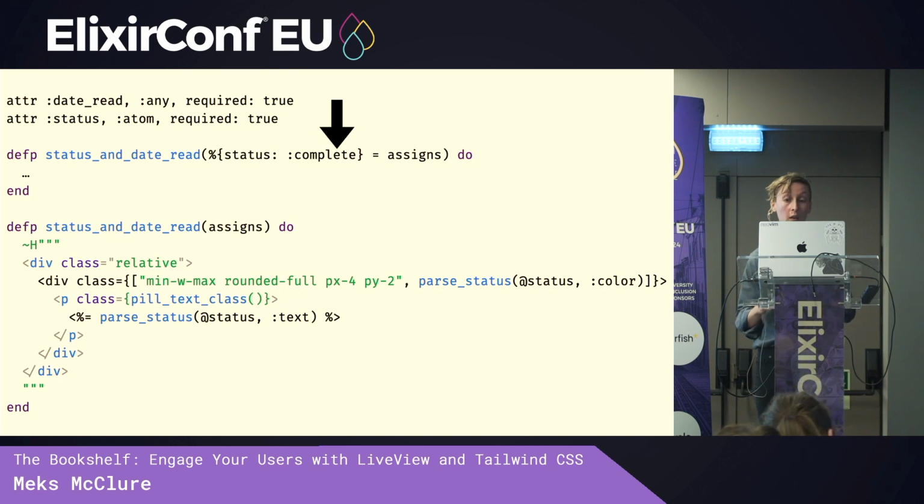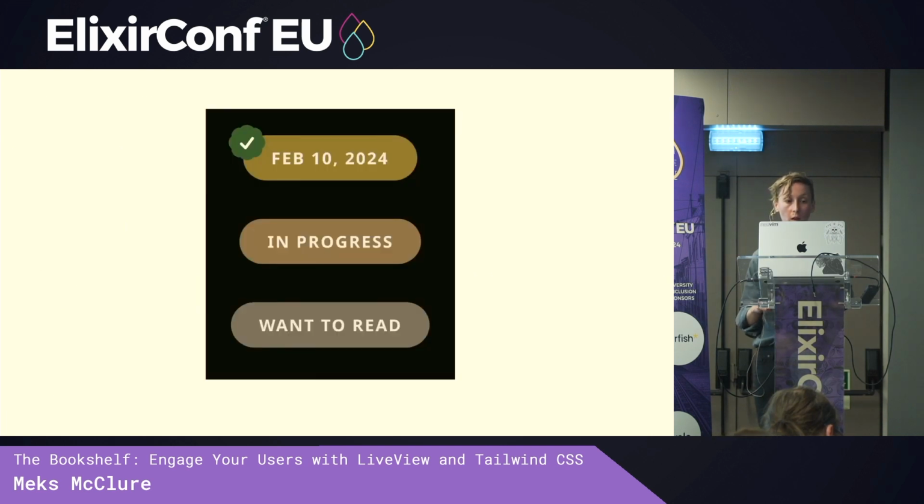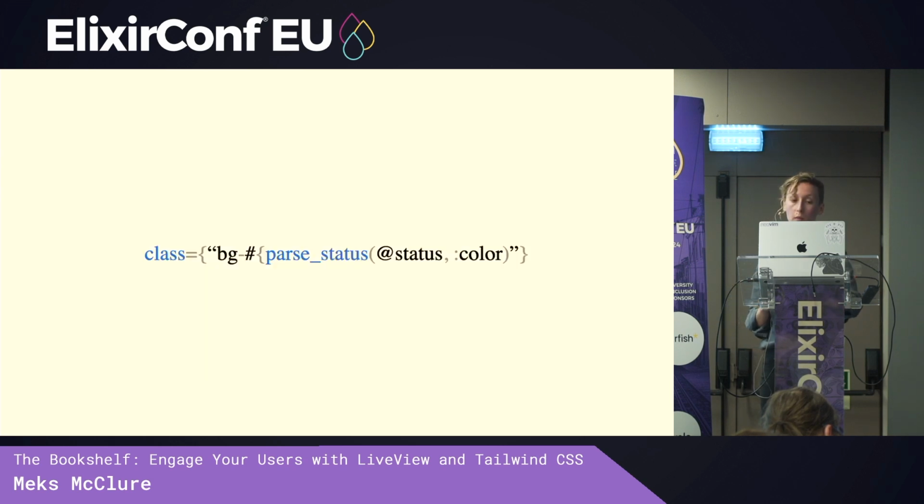The second function takes care of the in progress and want to read books. There are 3 background colors corresponding to the 3 different statuses, and for her in progress and want to read, she wants to generate the color dynamically in her function.